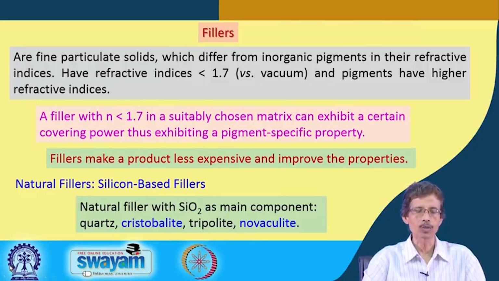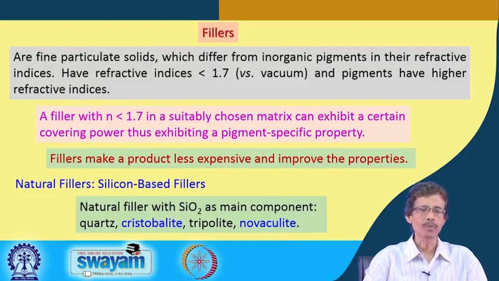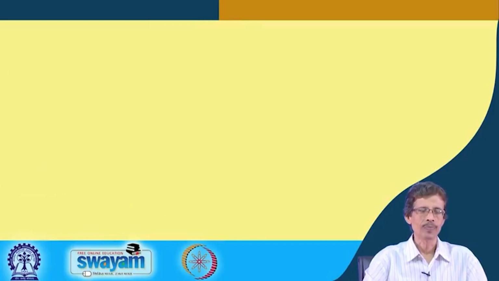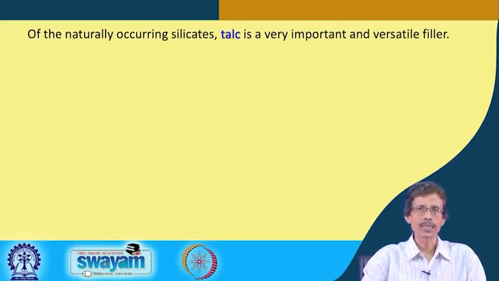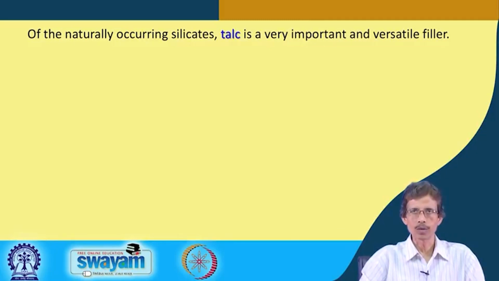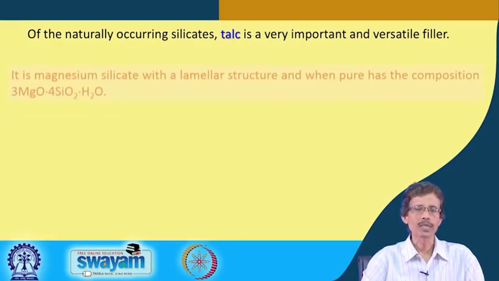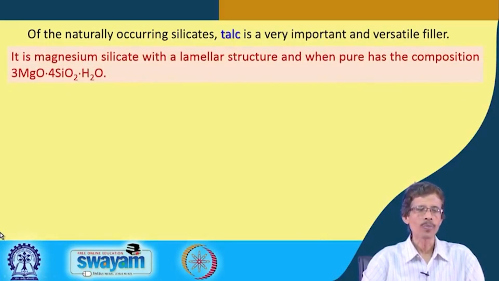In construction, we know that along with cement we use that silica material as the filler material. Of the naturally occurring silicates like quartz and others, talc is also another important compound and is a very useful filler for this purpose. And what is talc? Talc is hydrated magnesium silicate, that we all know.